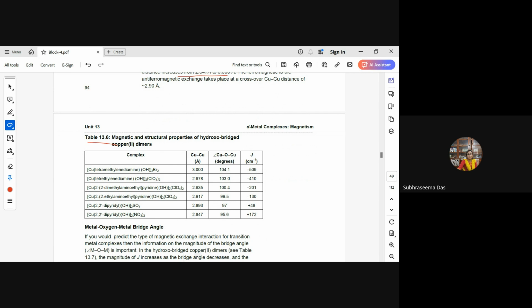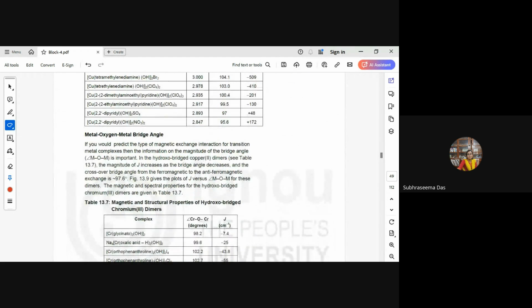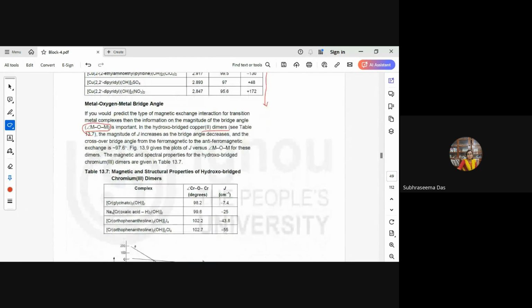Then the second factor that influences the magnetic property is the metal-oxygen-metal bridge angle, that is, the angle MOM. This is very important. In the hydroxo-bridged copper dimers that we have shown here, the magnitude of J increases as the bridge angle decreases. When we look at this angle, the bridge angle decreases but the J value increases. And at the crossover bridge angle, there is a change from ferromagnetic to antiferromagnetic exchange.